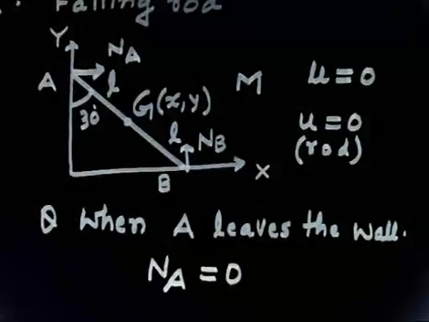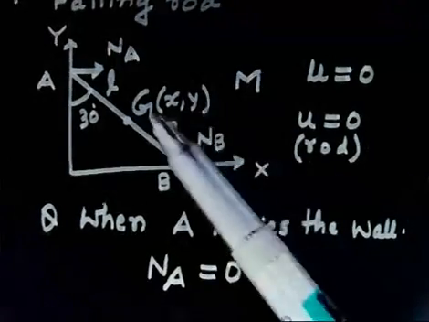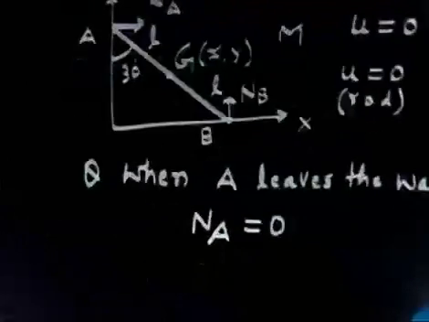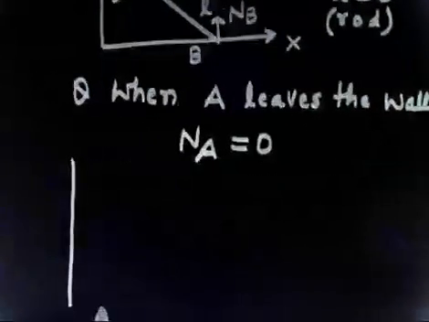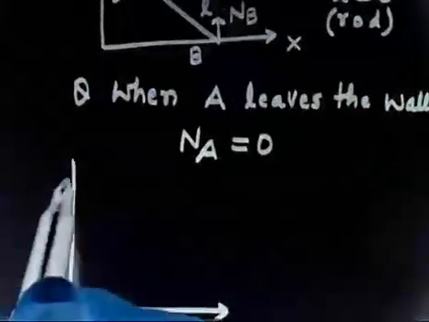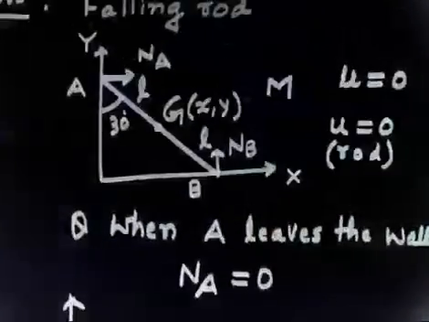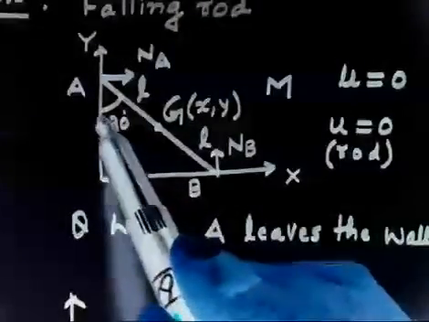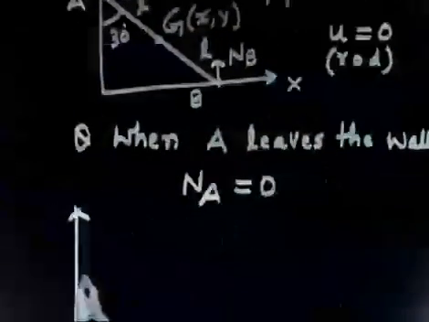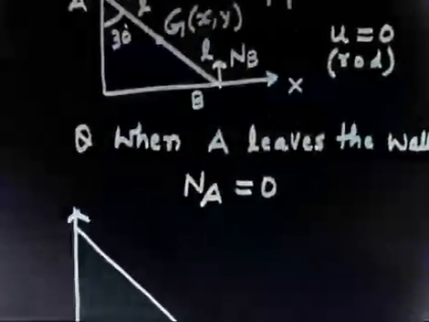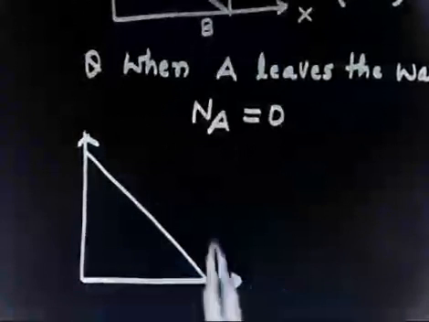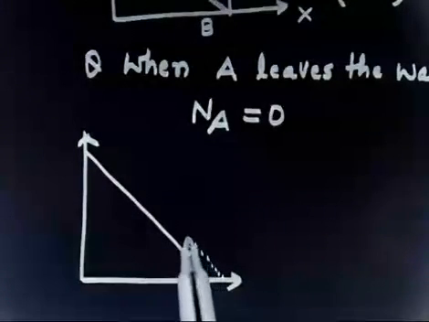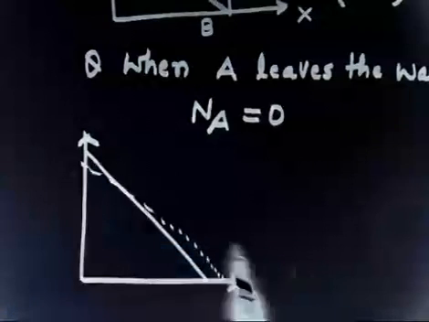Now let us find the center of mass coordinate. So let us say the center of mass is x, y. I can find the coordinate of the center of mass at any time. So let us say the rod starts falling. After some time this rod will be here. So let us draw this. This is the initial position of the rod. After some time, let us say the rod has fallen to this position.